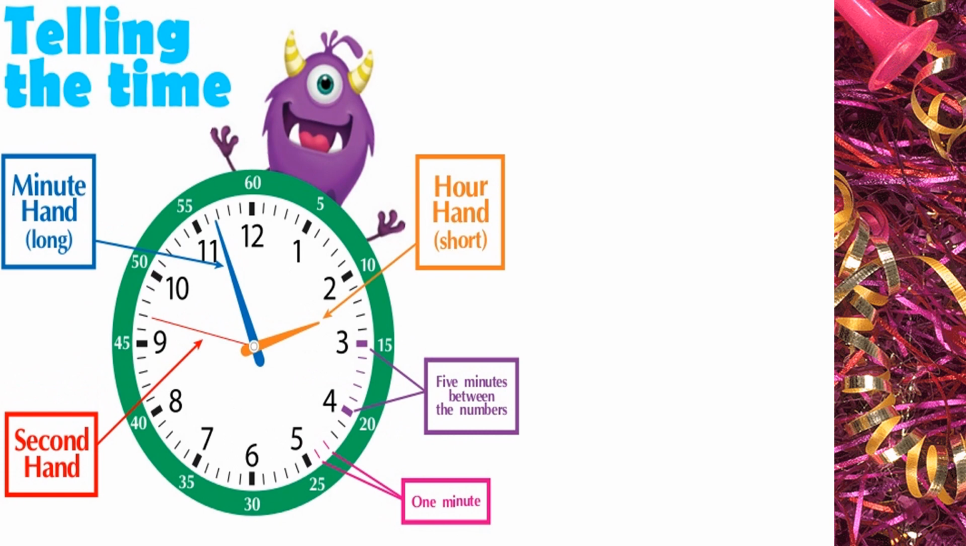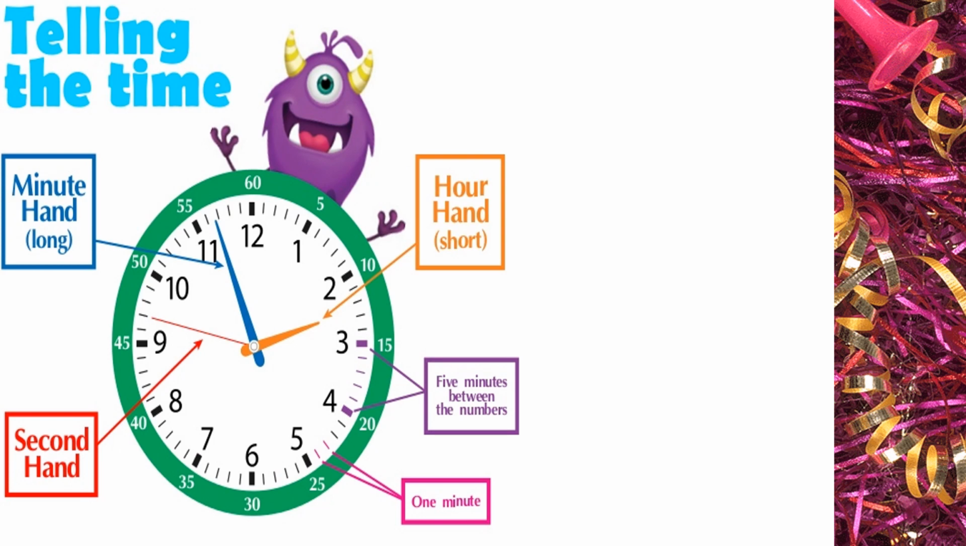Now let's start with telling time. We studied it in grade 2 and our monster here will help us to remember it. We learned that we have 2 hands, the short hand for hours and the long hand for minutes. We have here a very thin hand, which is for seconds, and it's optional to be found in our clock. Let's focus on the short hand and long hand for hours and minutes.